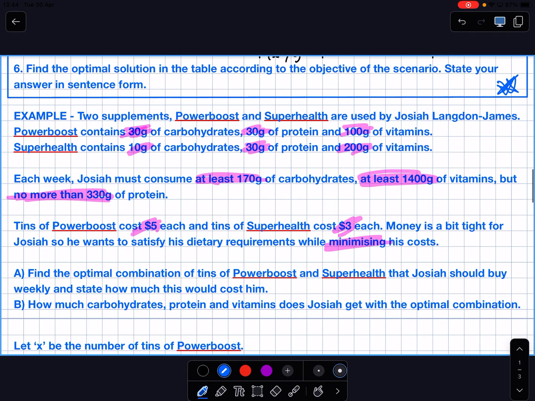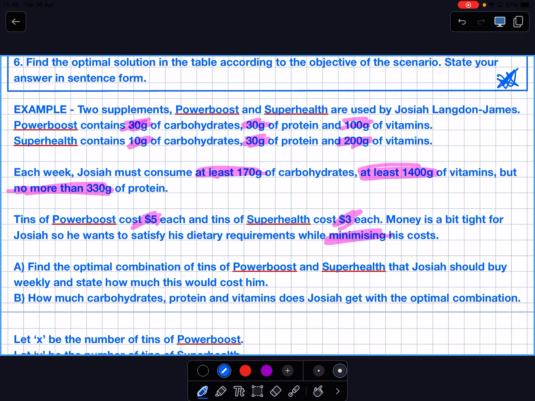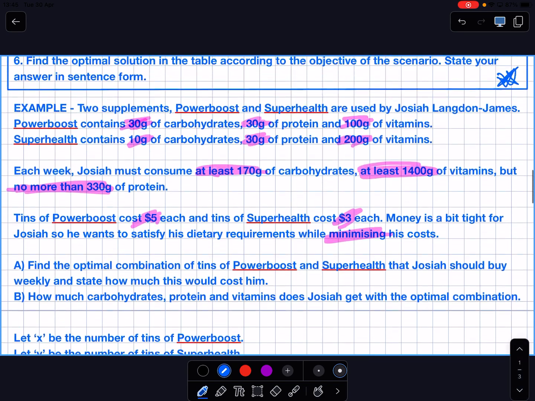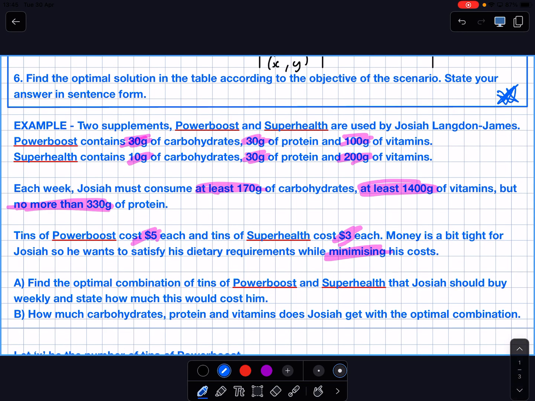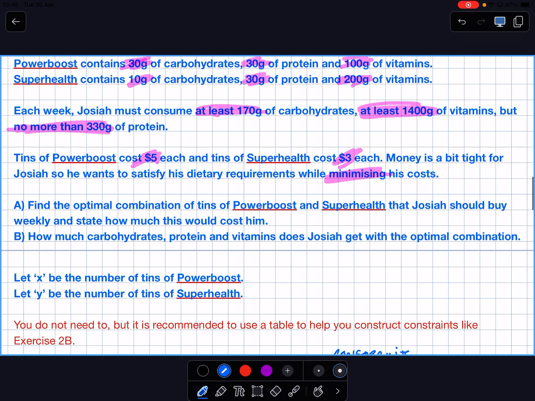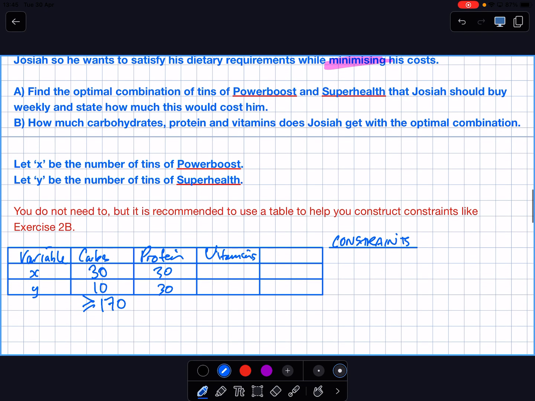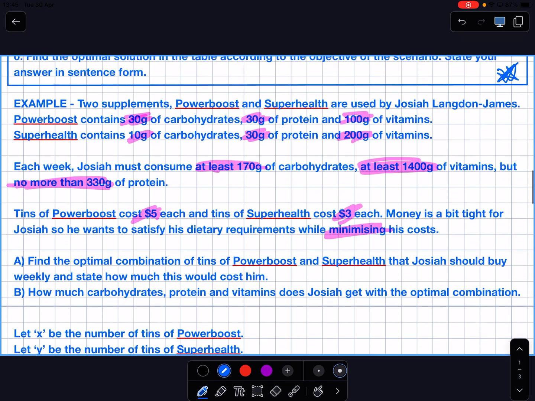Let's do protein. I'm going to talk less. What would I write into the protein constraint table? 30 and 330. Why does it say less than? Because no more than 330. So it's going to be less than or equal to 330.